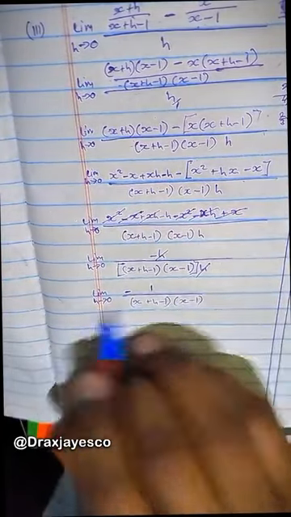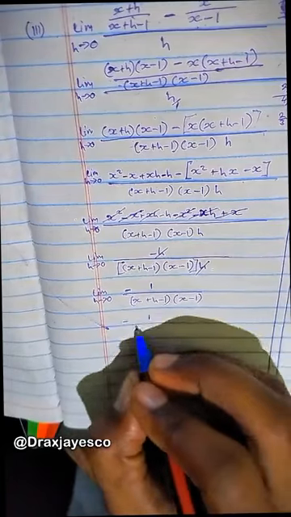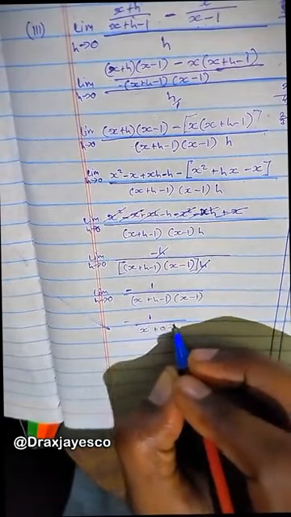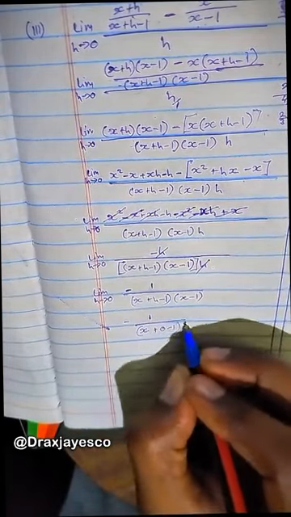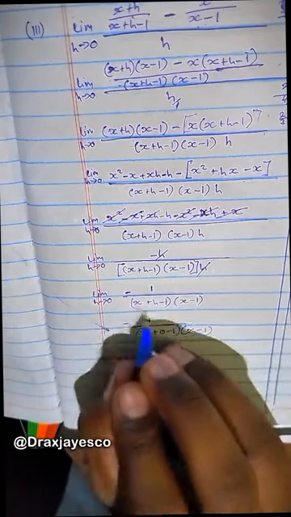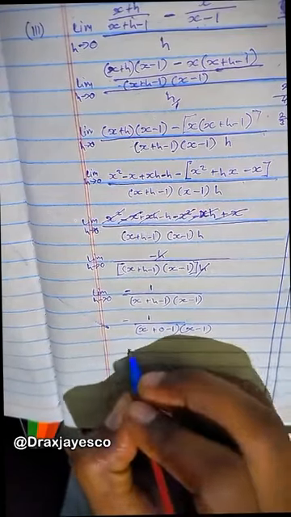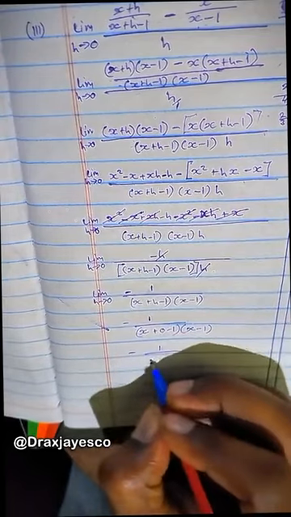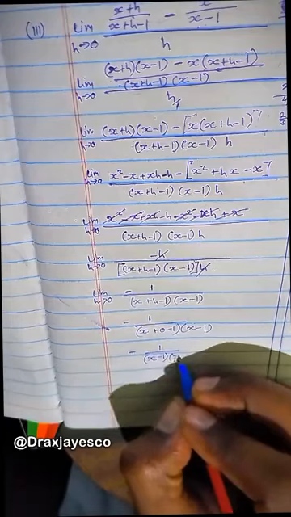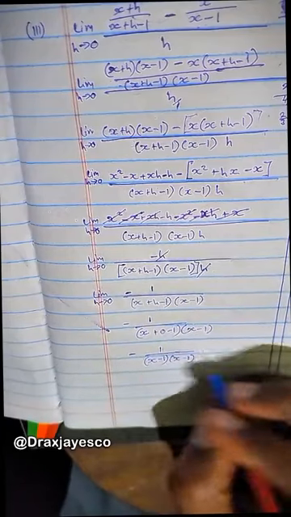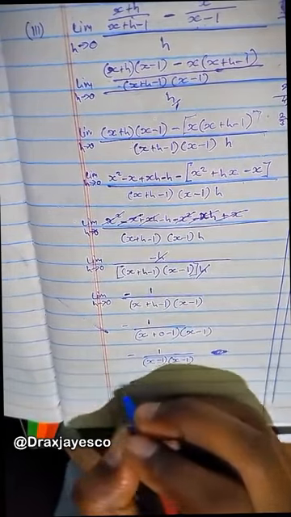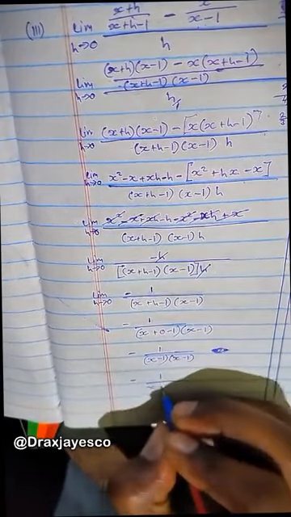So from here you can now plug in the limit. So we're going to have minus 1 over x plus 0 minus 1, x minus 1. So this is h, so you plug in this h, don't forget. So we're going to have minus 1 over x minus 1, this, and here we have x minus 1. So this thing is just equal to negative 1 over x minus 1.